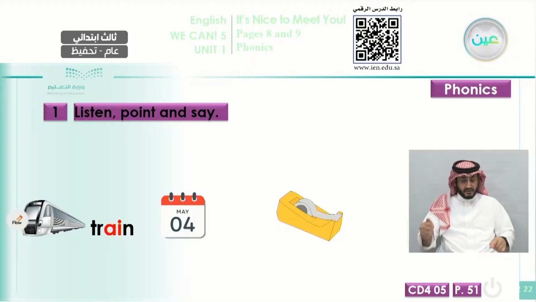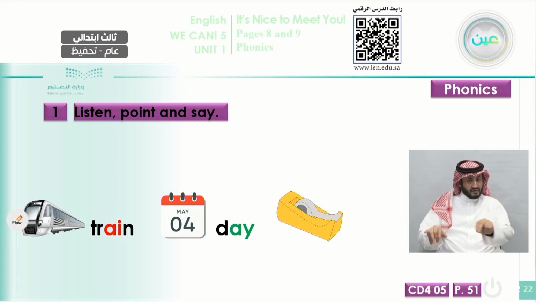This is the train. We can spell train, T-R-A-I-N. So we say train. So AI makes the sound A, train. Also here AY makes the same sound, which is A.